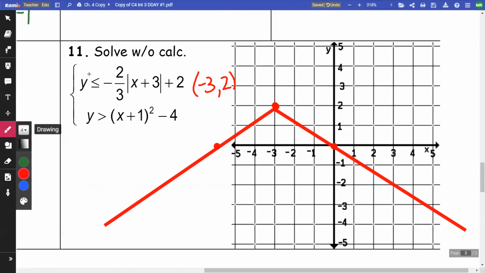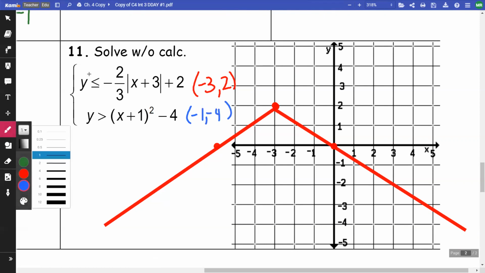The other one is going to have a vertex at -1, -4. So I'm going to go to -1, -4. And then this is a parabola, and there's no stretch in front. So that means I'm just graphing, like from here, a regular parabola. If I go out 1, squared is 1 on both sides. If I go out 2, squared is 4. 1, 2, 3, 4.